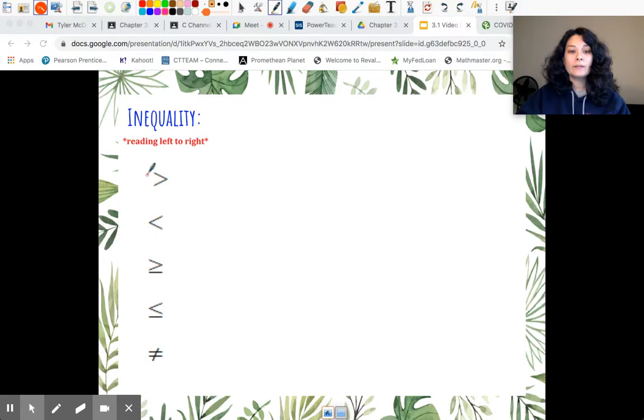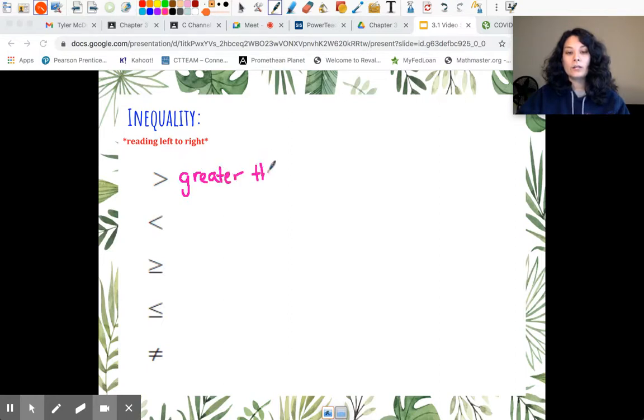And if I read this left to right, this symbol, if I actually threw some numbers in here, okay, and you don't have to copy these two numbers. I'm just using it as an example. This would read 5 is greater than 2. Okay, so that's what this symbol represents. It means greater than.